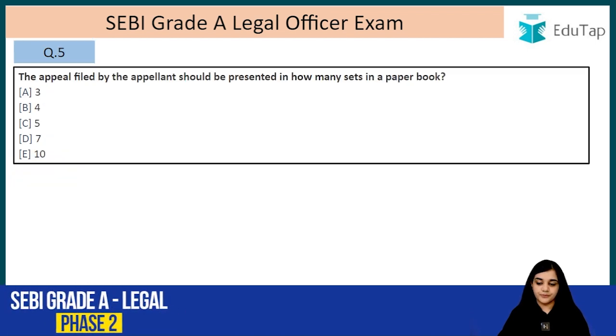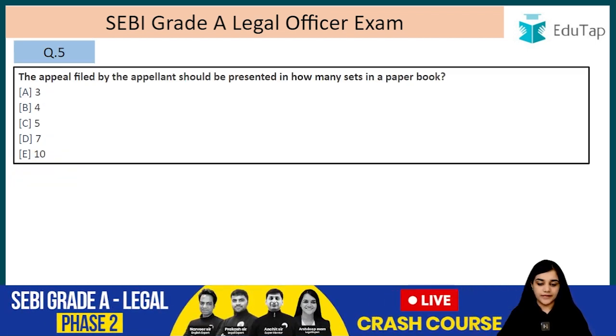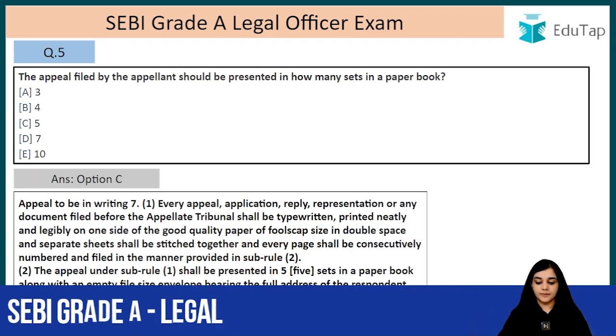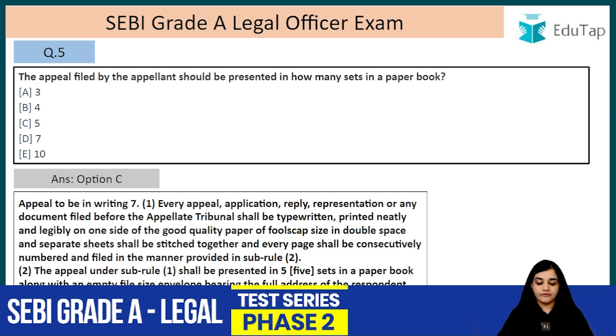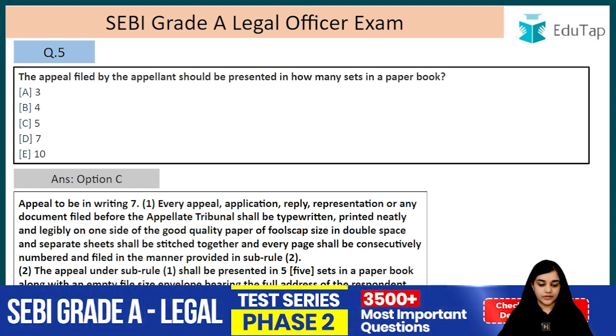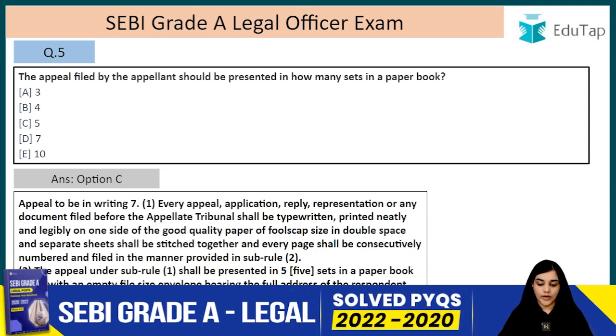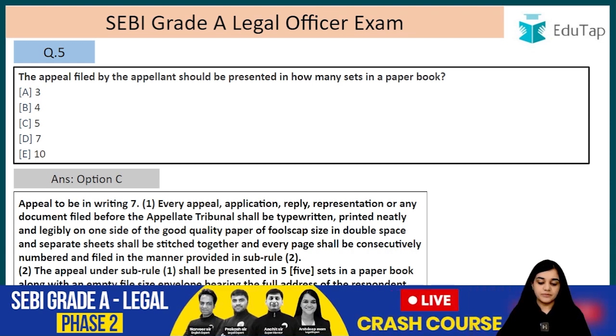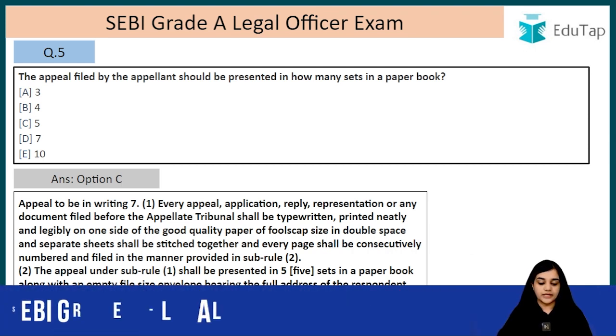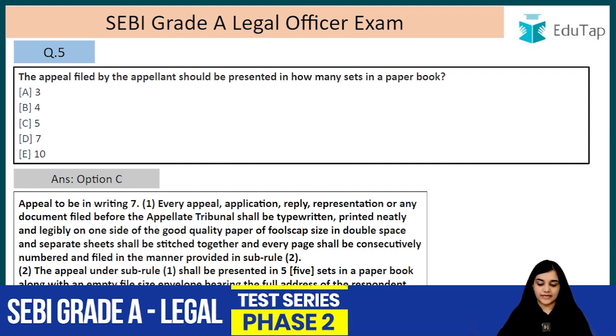Alright, question number 5. The appeal filed by the appellant should be presented in how many sets in a paper book? So the answer to this question is 5, that is option C, right? Let's read it. This is appeal to be in writing. This is Rule 7. Every appeal, application, reply, representation or any document filed before the appellate tribunal shall be typewritten, printed neatly and legibly on one side of good quality paper of foolscap size in double space, and separate sheets shall be stitched together, and every page shall be consecutively numbered and filed in the manner provided in sub-rule 2. It is just a mere procedure that has been provided here, right?